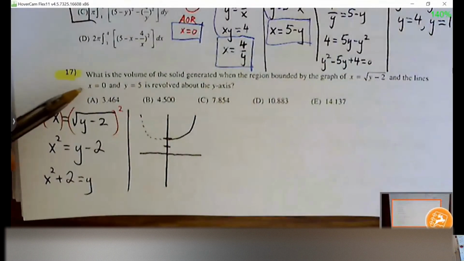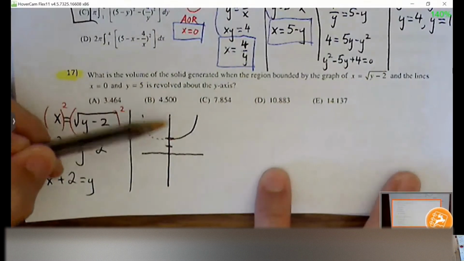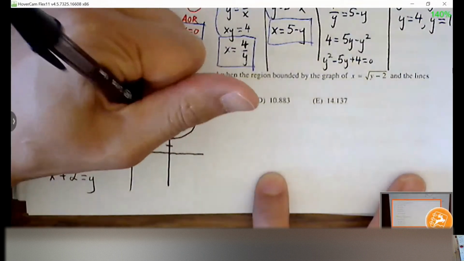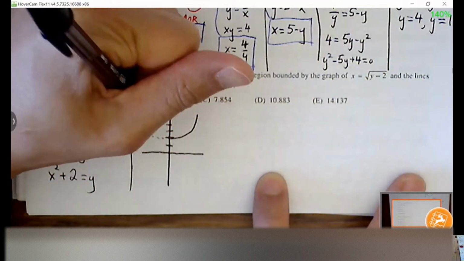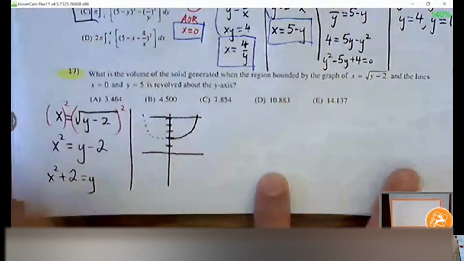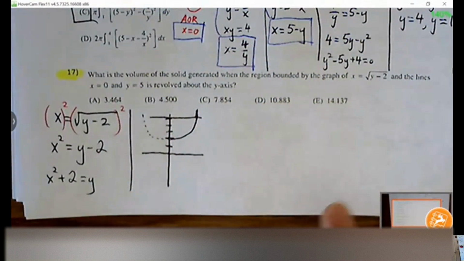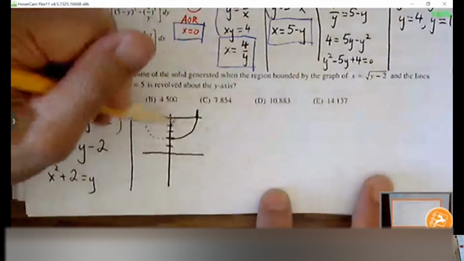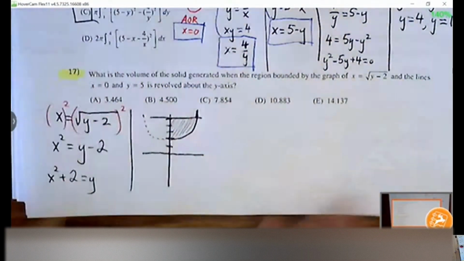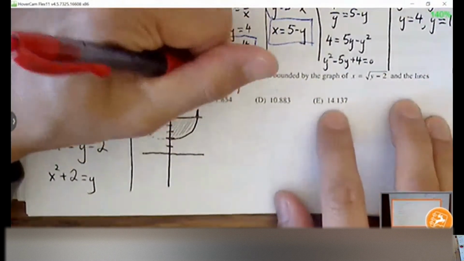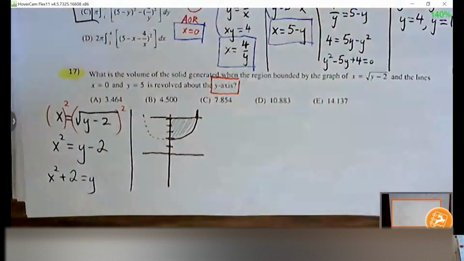Okay, we have another boundary, x equals 0, that's the y-axis. We have another boundary, y equals 5, that's going to be a horizontal line. There we go, there's our shaded region. We're going to take that shaded region and rotate it about the y-axis. Let's draw that dotted line.